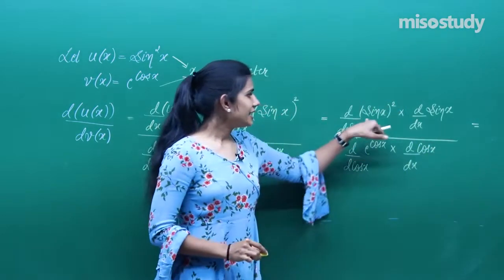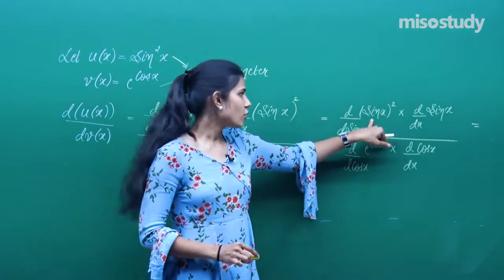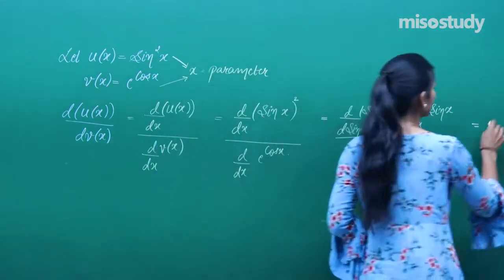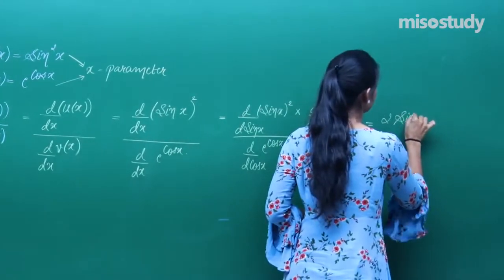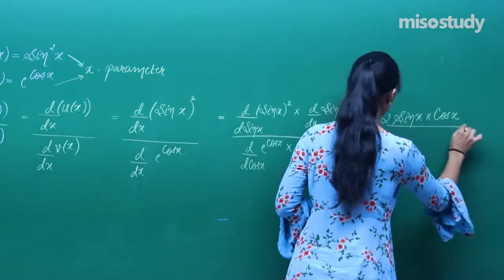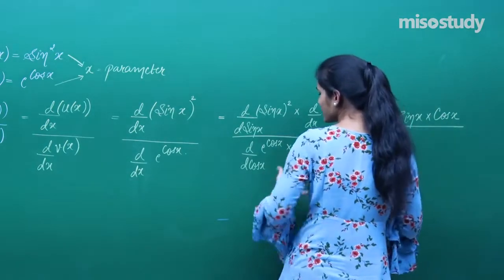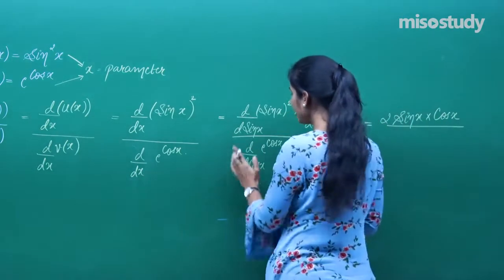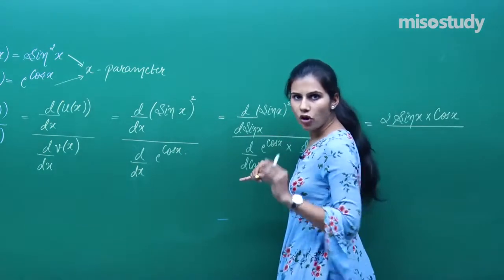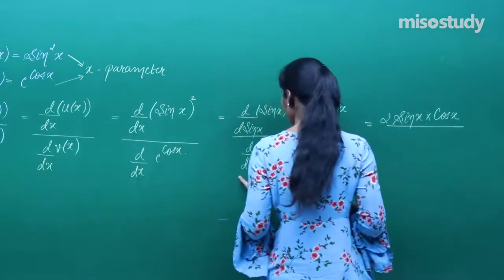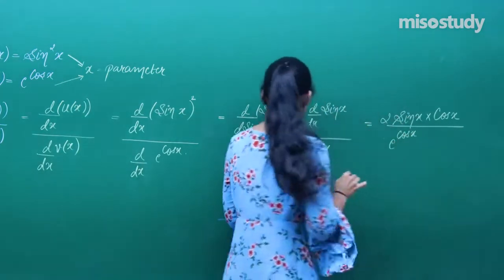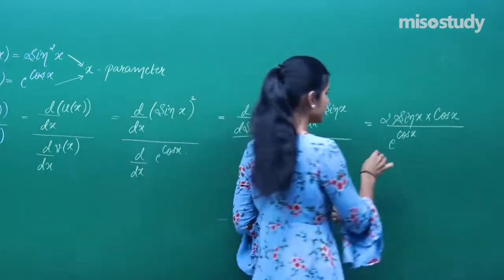d/d(sin x) of sin square x. What is this? It's almost like d/dx of x square, which is 2x. So this is 2 sin x into d/dx of sin x, which is cos x, whole upon d/d(cos x) of e to the power cos x. You know d/dx of e to the power x is e to the power x. Here cos x is playing the role of that particular argument. So d/d(cos x) of e to the power cos x is e to the power cos x. And d/dx of cos x is minus sin x.